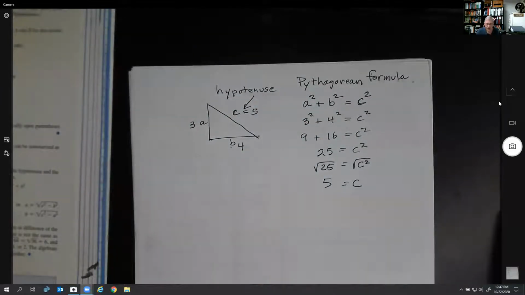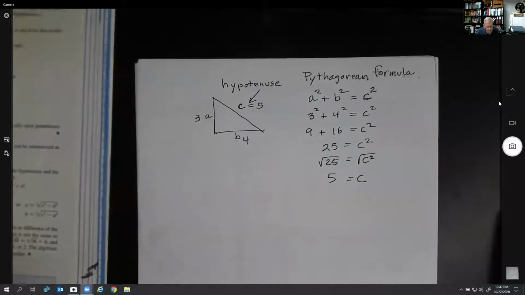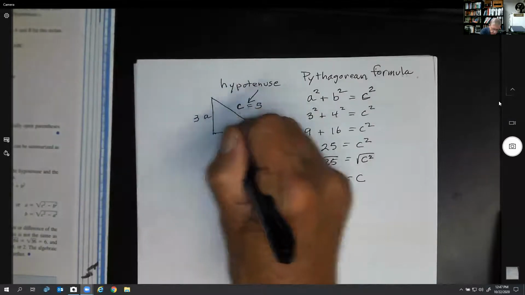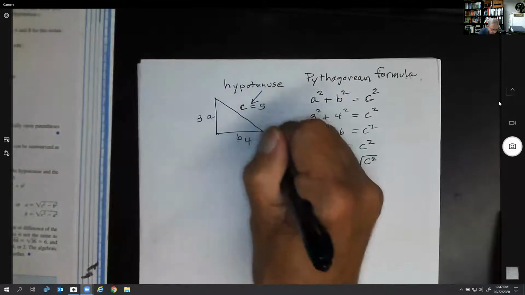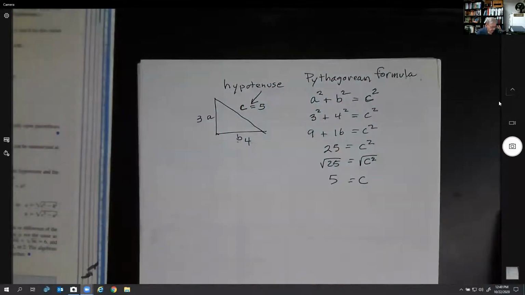If we're going to lay out batter boards to make sure everything is square, we can lay out something 3 foot by 4 foot and then measure across to make sure it's 5 foot. So we do use this a lot in construction.